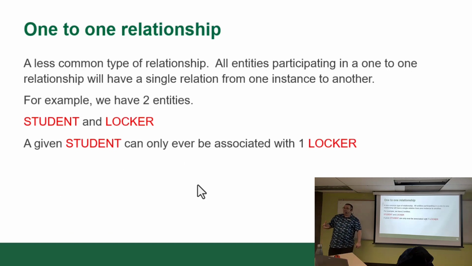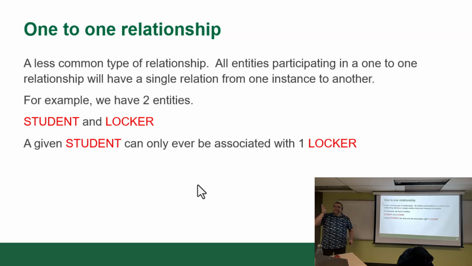All right, so one-to-one relationship. It's a less common type of relationship. It serves a very specific purpose. Essentially, all entities participating in a one-to-one relationship will have only a single relation from one to the other. One of my favorite examples, and this is one most students understand, student and locker, right? You are one student, there's only one of you. Each locker, when you go around and look at lockers, they all have unique numbers, right?